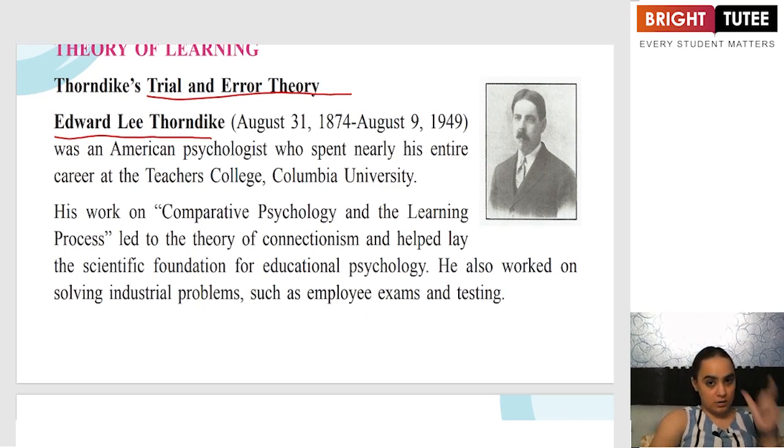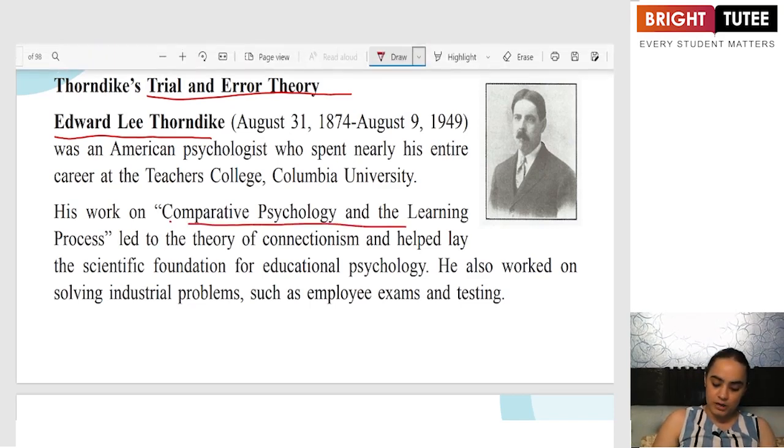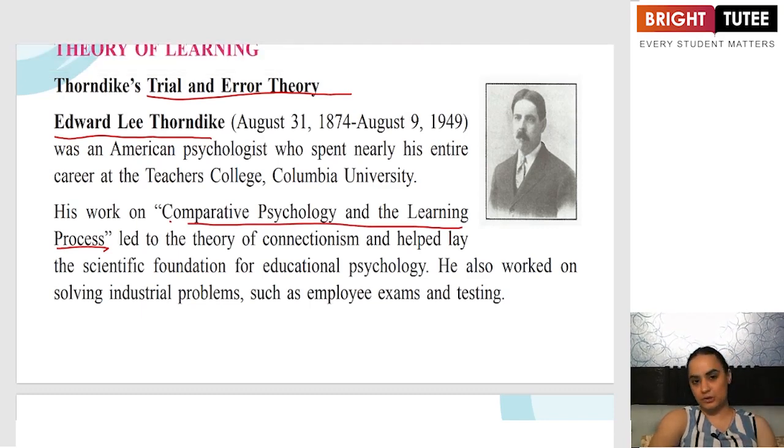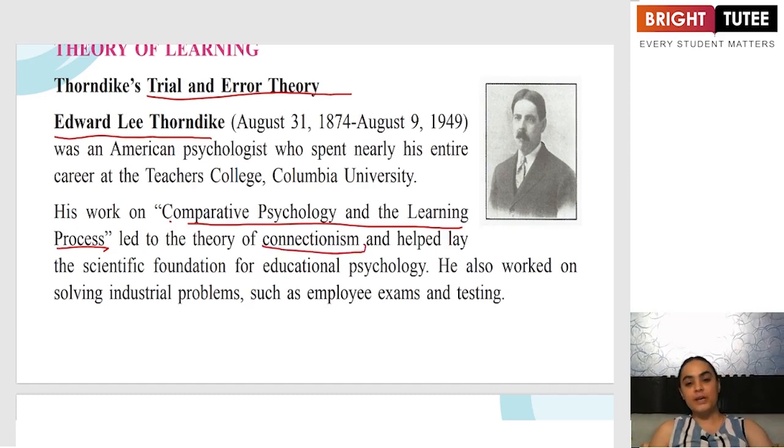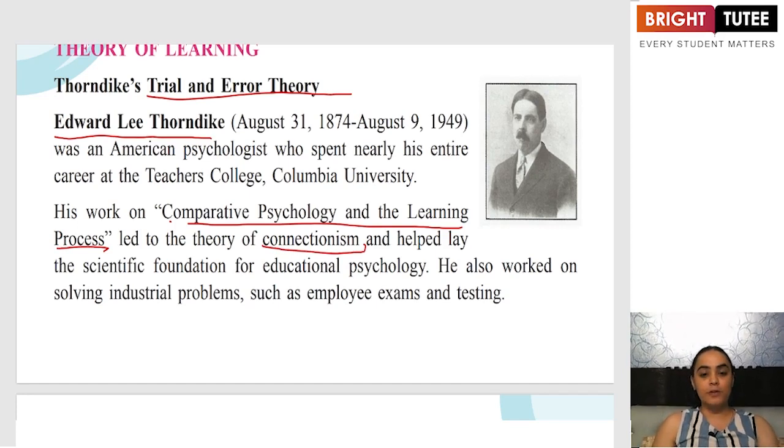Now, the name of his work was Comparative Psychology and Learning Process. This is the book, the thesis which he had written. And this theory was related to connectionism. He referred to the importance of some sort of a connection that will help in educational psychology, as we are going to read about it.